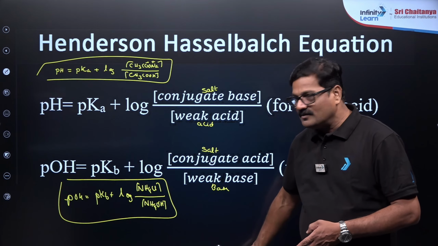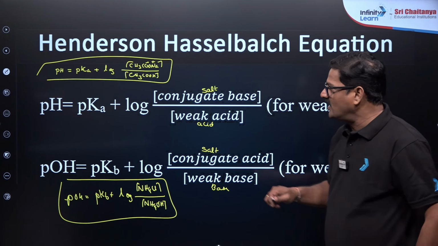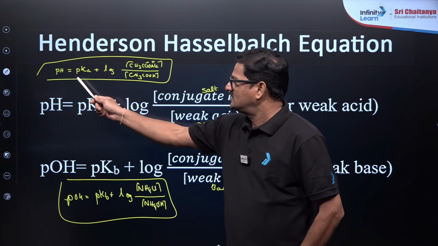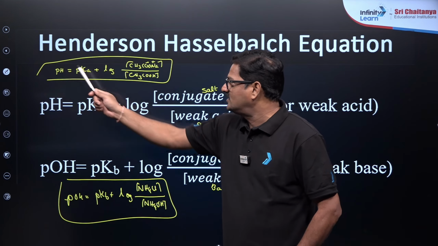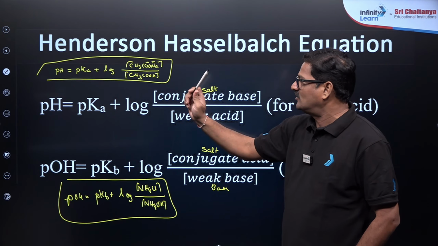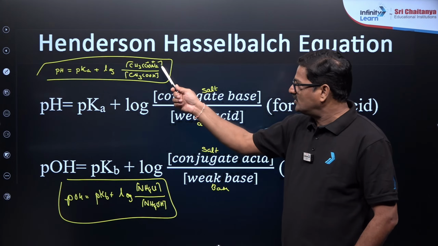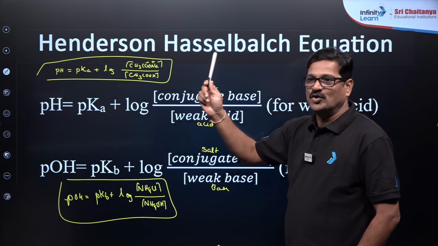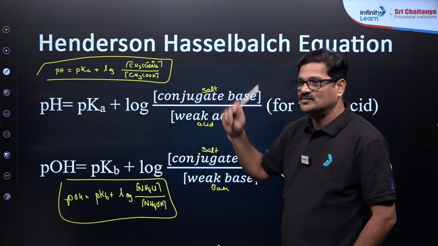The insight for the question is, you will be asked to calculate the pH of the buffer. The pKa value will be given, the pH will be given, and how much amount of salt needs to be dissolved in the acid, or how much amount of the acid needs to be dissolved in the salt. You are going to prepare this buffer by mixing these two.